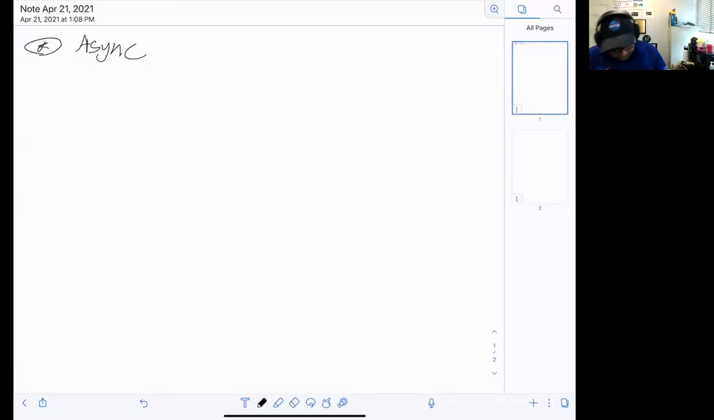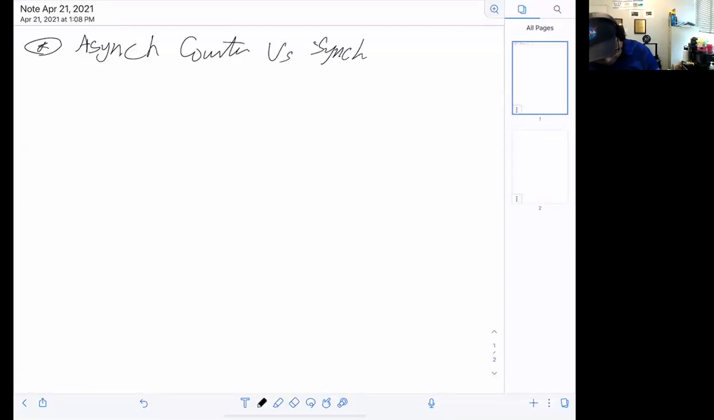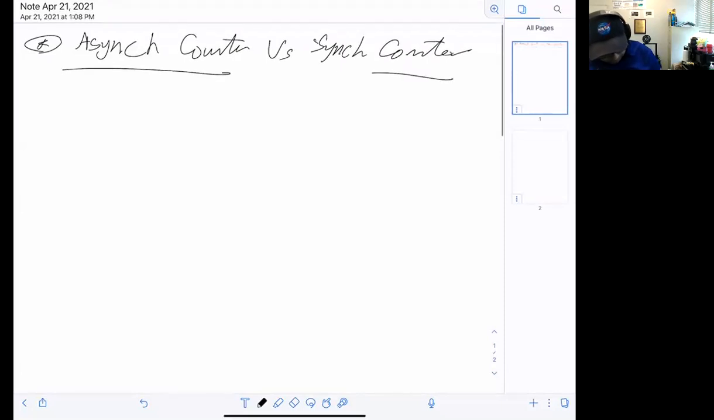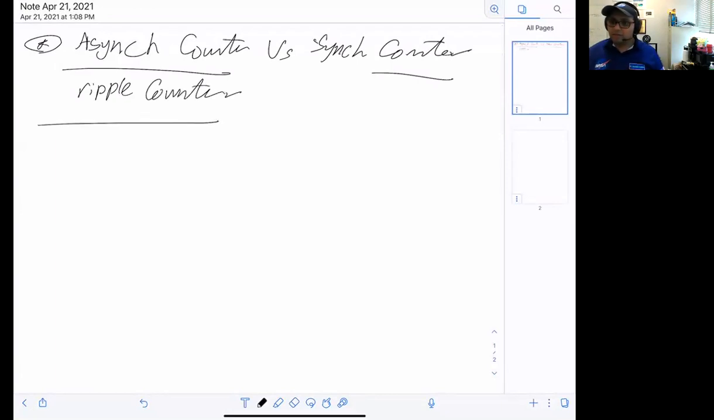Recording now. And we have asynchronized counter versus synchronized counter, right? There is another name for the asynchronized counter, which is basically called ripple counter. Ripple counter. So if somebody told you that I want to build a ripple counter, basically it's talking about what? Asynchronized counter. Sounds good?